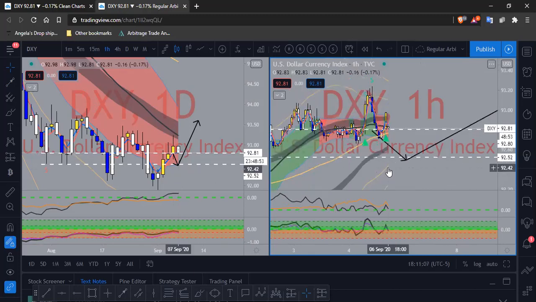and by the time it comes down over here, this 2 deviations would probably meet up with this setup that I have over here. So that's what I'm looking for on the DXY right now. But overall, I am bullish on it.